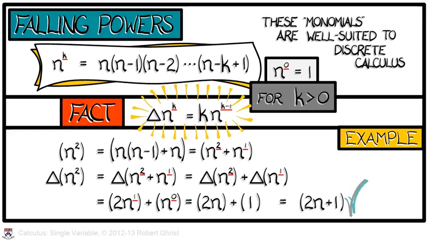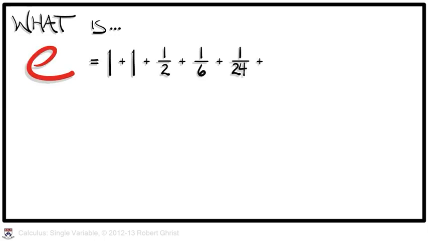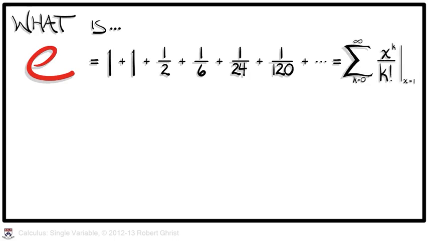Now that seems a bit complicated. Why would you want to do that? Well, let's consider a more fundamental question. The question that began this course. What is e? Well, we know that e is 1 plus 1 plus a half plus a sixth plus a 24th, etc. That is, the sum, k goes from 0 to infinity, of x to the k over k factorial, evaluated at x equals 1.